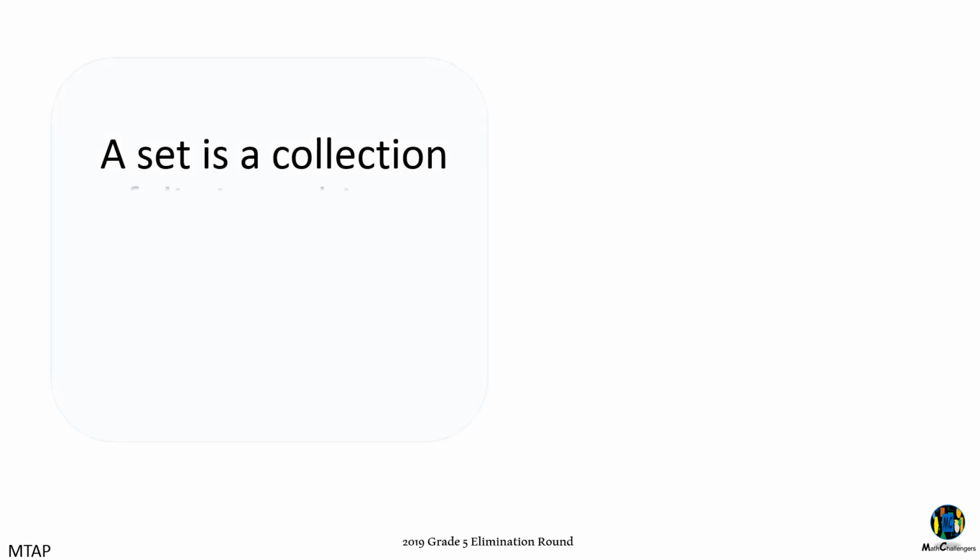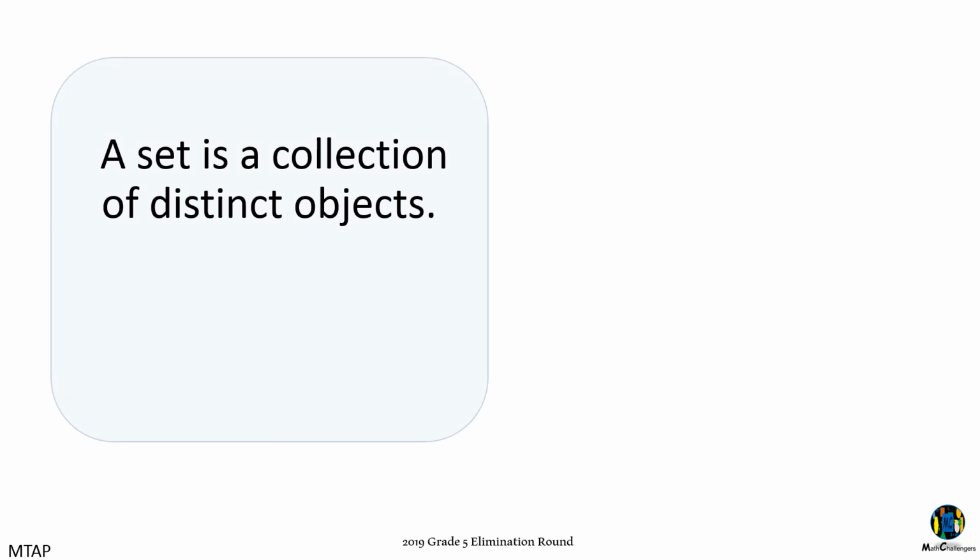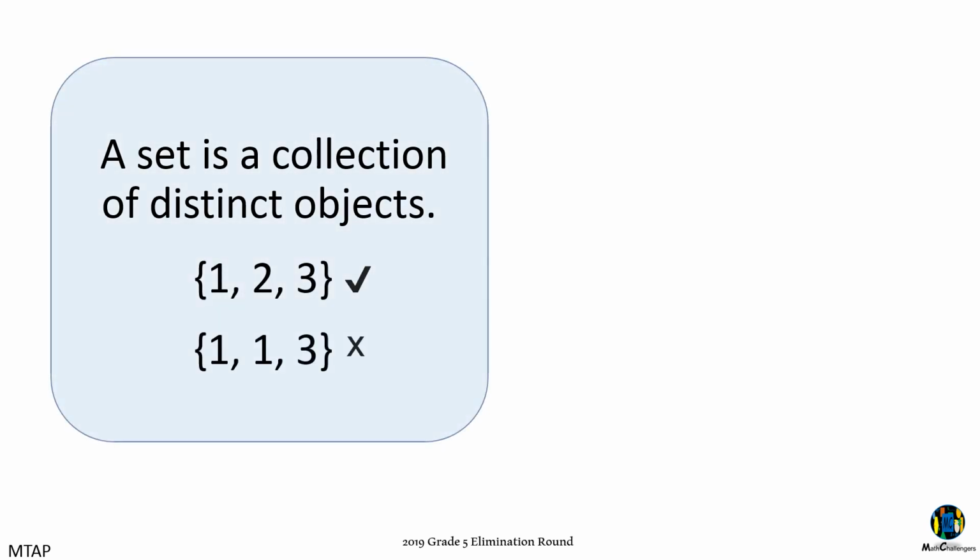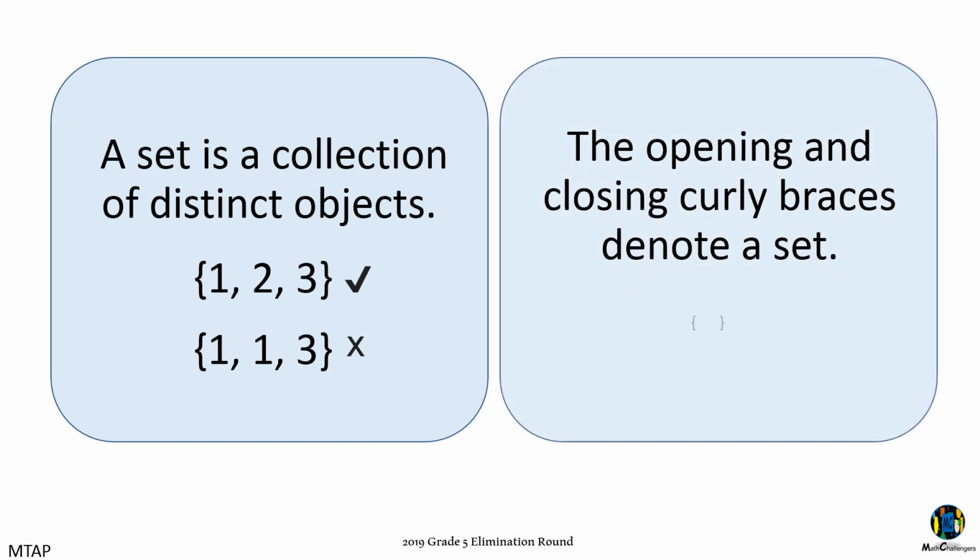A set is a collection of distinct objects. This means that 1, 2, 3 is a set, but 1, 1, 3 is not, because 1 appears twice in the second collection. The opening and closing curly braces denote a set.